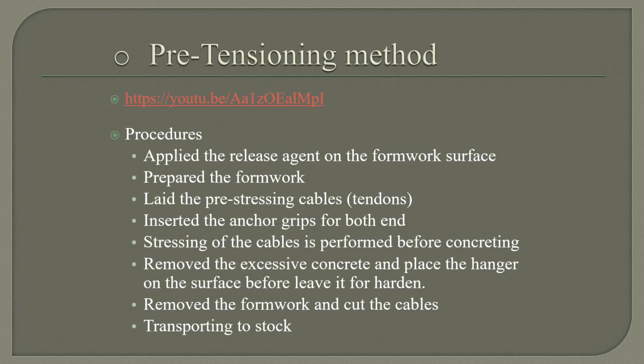Then, remove the excess concrete and place the hanger on the surface before leaving the slab of concrete to harden for several days. Next is to remove the formwork and cut the cable to unload it to the required strength. And lastly, transport the slab to stock and do some finishing. Okay, this is a simple procedure for the pre-tensioning method.